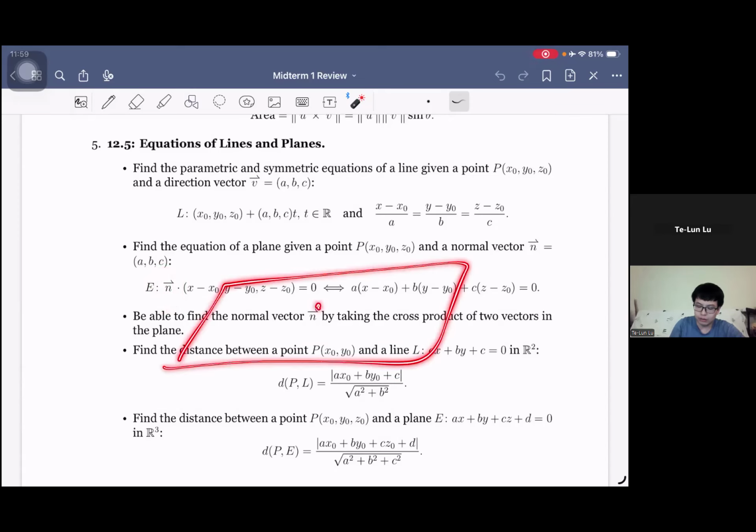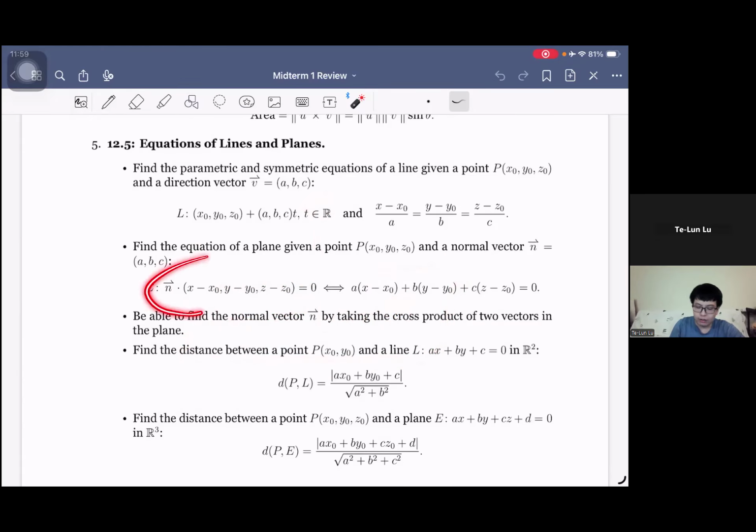If you are given a point x naught, y naught, z naught, then you're collecting every point so that this vector is orthogonal to the normal vector. And if you write it down in a scalar form, you'll get A times (x minus x naught), plus B times (y minus y naught), plus C times (z minus z naught), equal to 0. A general strategy to find this kind of equation is to find a normal vector, which usually will be given by the cross product. So that's why I'm mentioning this here. We will soon see that in the example.